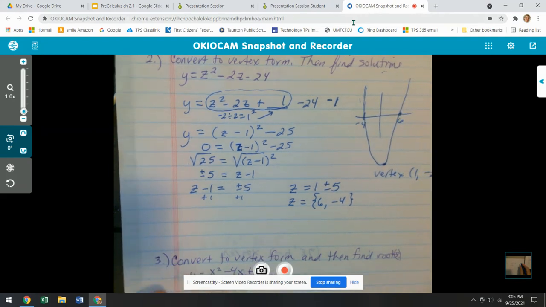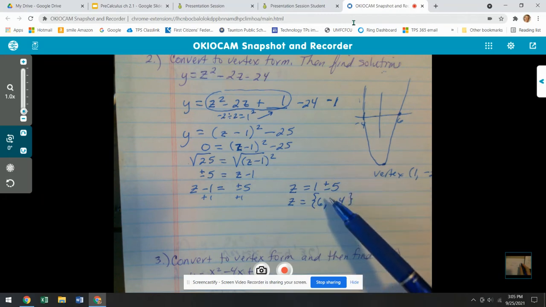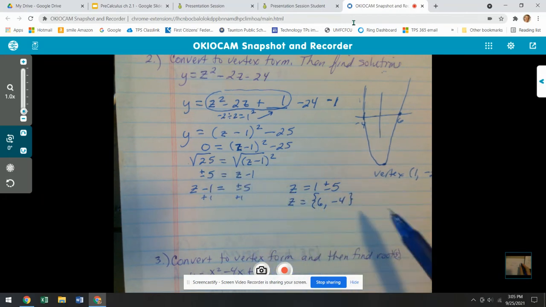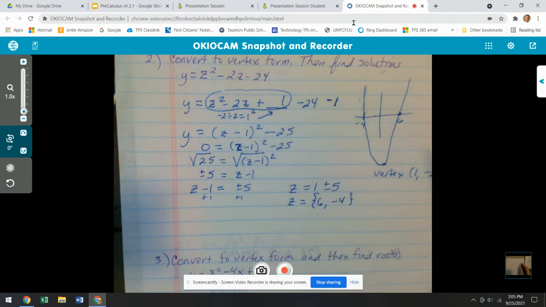So we got a lot of things. By converting to vertex form, we could see the vertex itself, the coordinates for it are there. We got the roots really quickly by square rooting both sides. And the original equation also told us that it's a parabola that opens up.